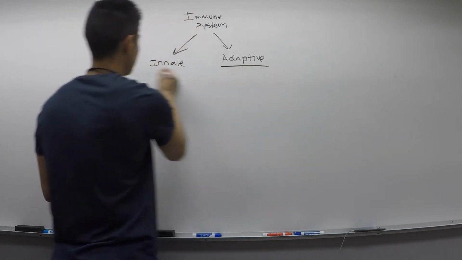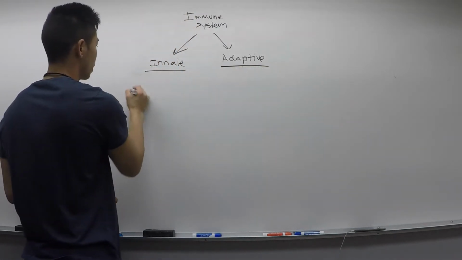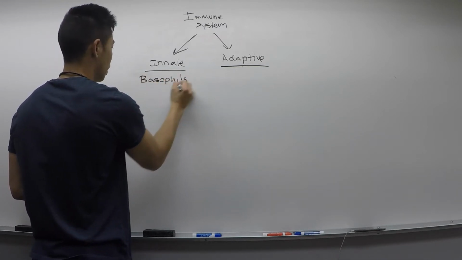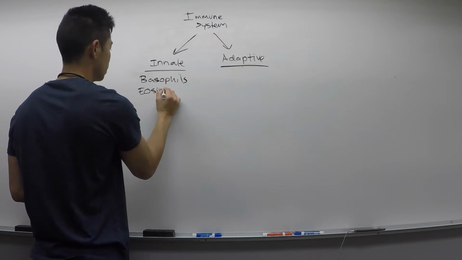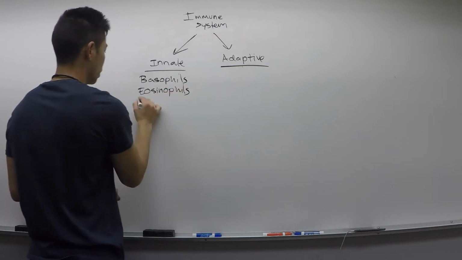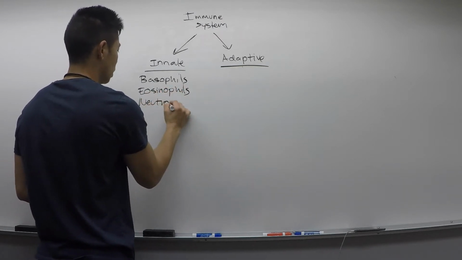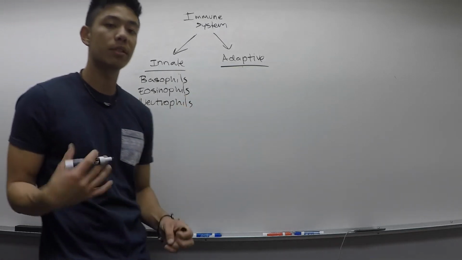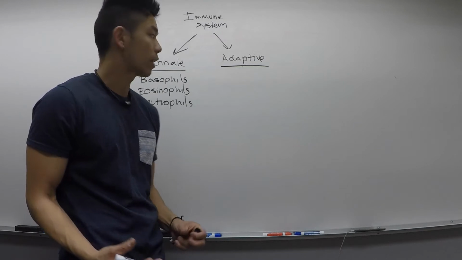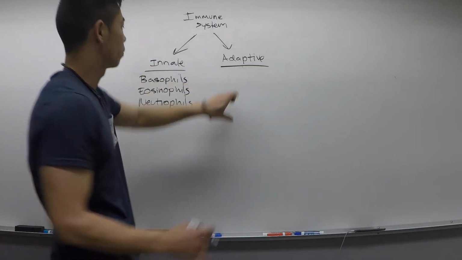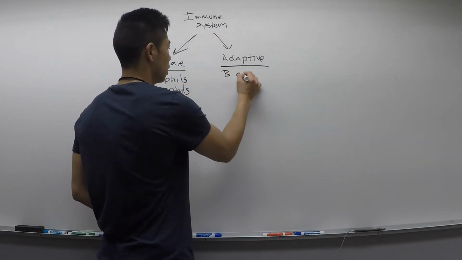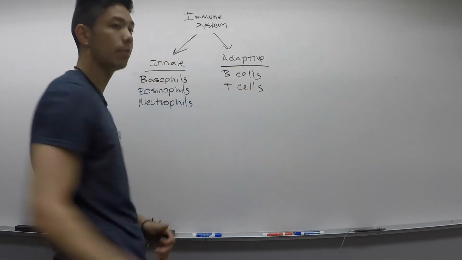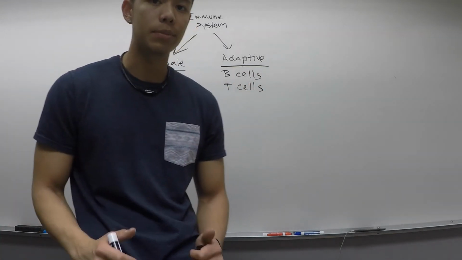Our innate are going to be cells like our basophils, our eosinophils, our neutrophils. These are going to be able to fight against different types of bacterial infections. Whereas for our adaptive, we're going to have our B cells and our T cells. These are specific types of cells that fight against specific types of bacteria.